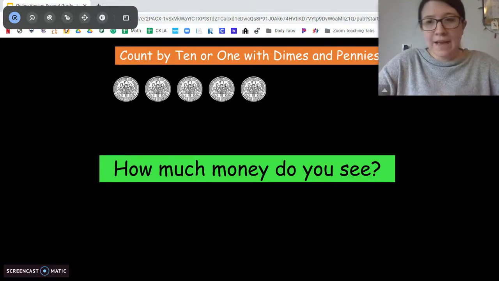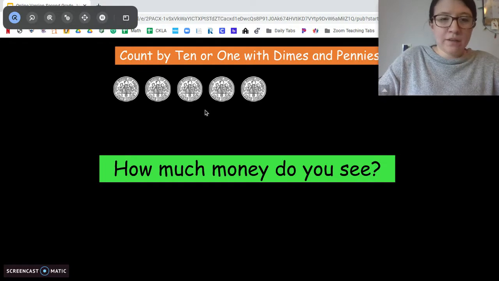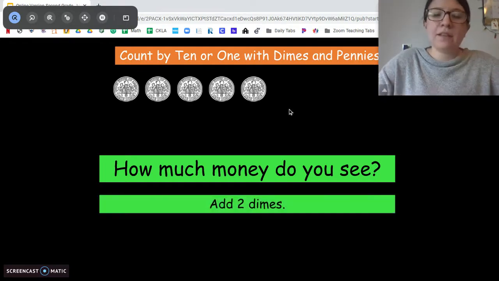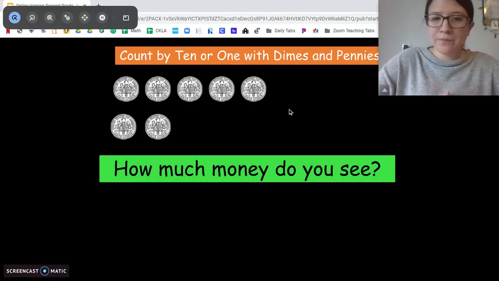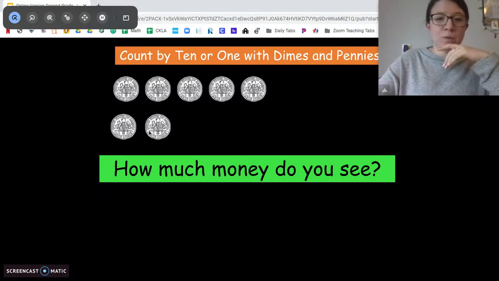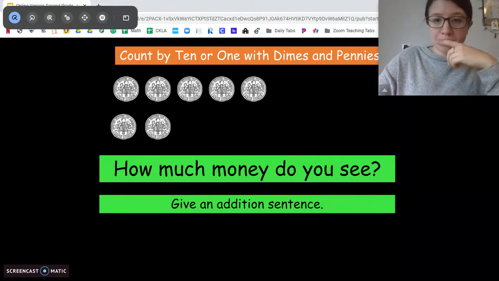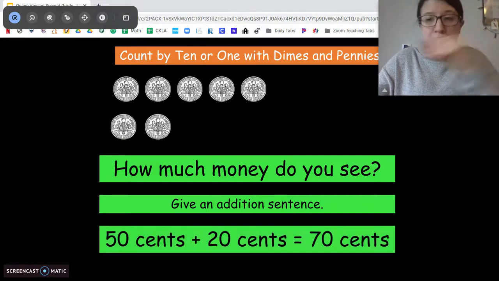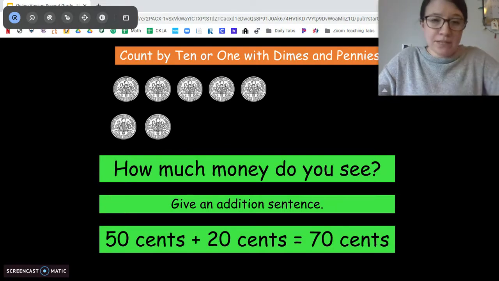How much money do you see now? Remember, a dime is worth 10 cents. So we have 10, 20, 30, 40, 50 cents. If I add 2 dimes, how much money do I have now? So we're at 50 cents. Adding 2 dimes is going to get us to 70 cents. Awesome. How would we put that in an addition sentence? Good. 50 cents plus 20 cents equals 70 cents, or 5 dimes plus 2 dimes equals 7 dimes.